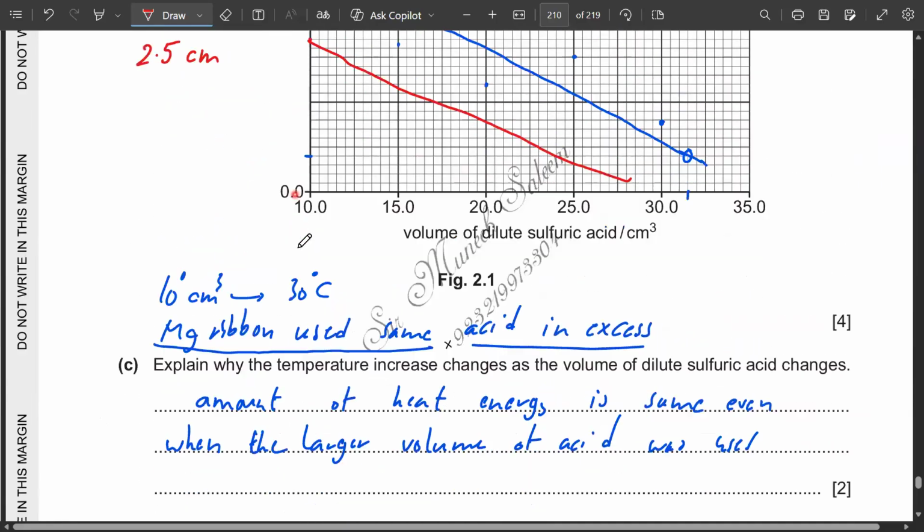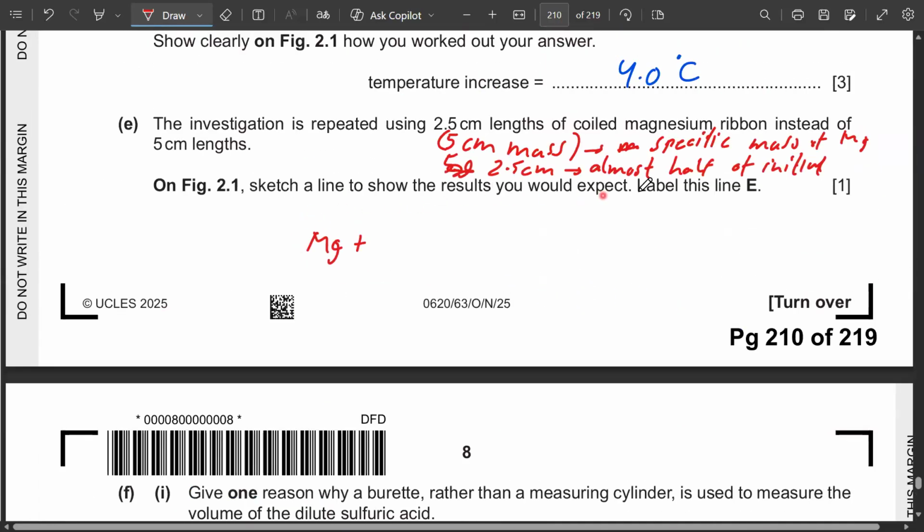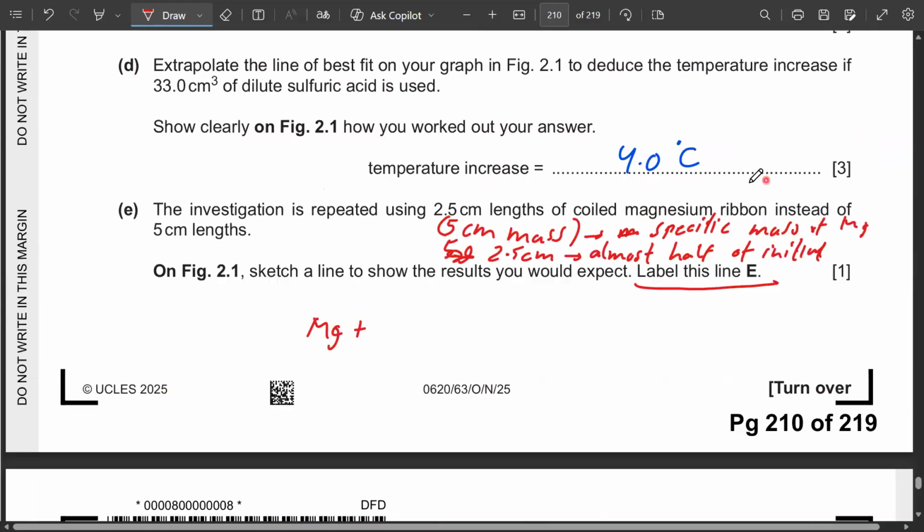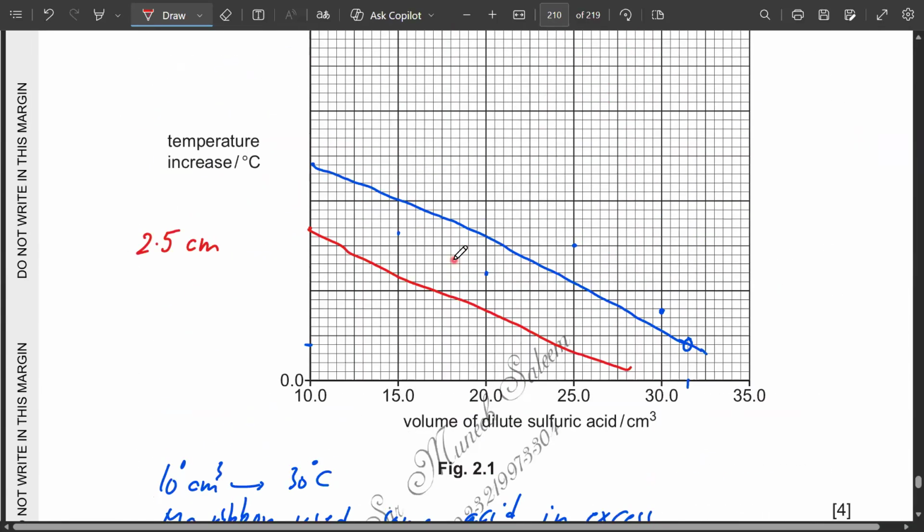It also asks you what to do. Sketch a line. Label this line E. You have to do the same because I'm doing it on my screen with a different color. But when you'll be doing it on the paper, you will have the pencil to sketch the line. So the examiner would not know which of the lines is a new one. So just label it E.